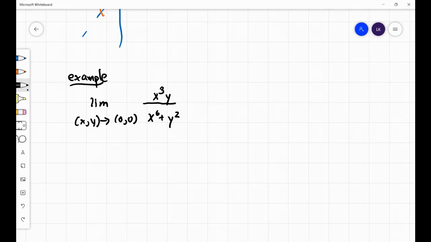So if you do a quick check, if x is 0, so you're approaching the origin along the y-axis, you would get the limit of 0. If y is 0, so you're approaching the origin along the x-axis, the limit is also 0. You would maybe then try arbitrary lines through the origin, and let's see what this expression would reduce to.